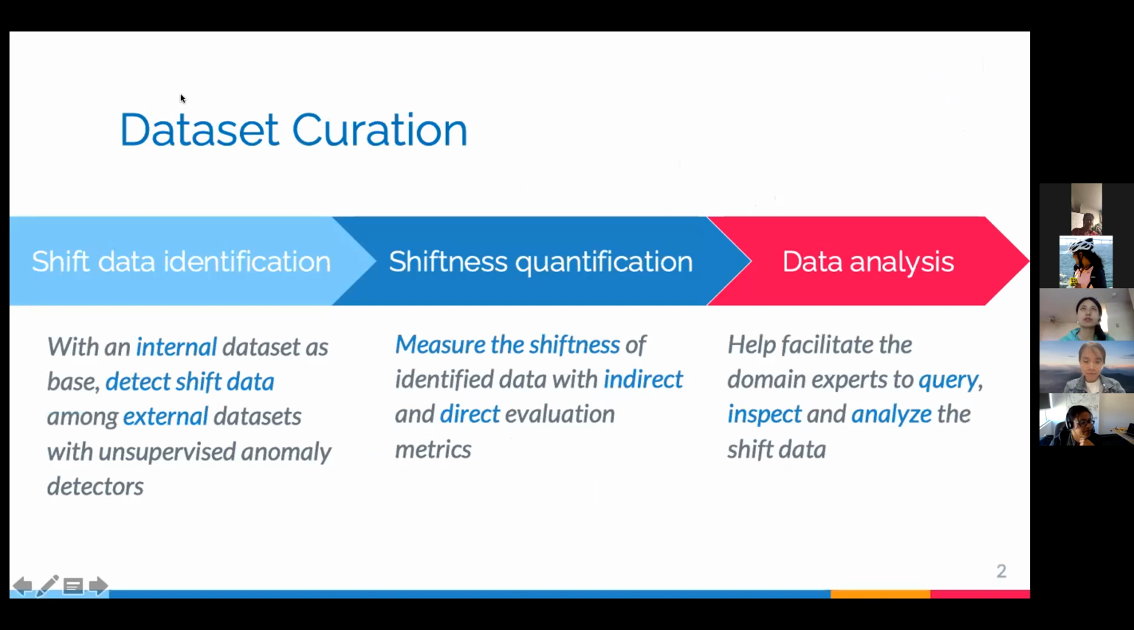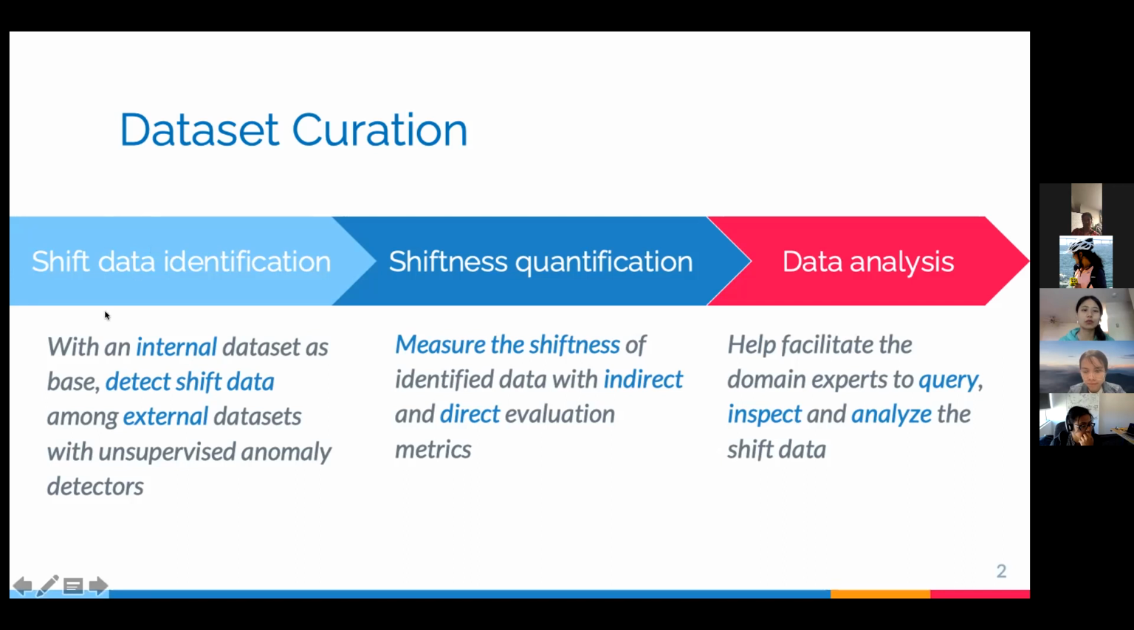First, this work is mainly about dataset curation in the medical area. To introduce this topic, I will have three main parts. The first one is shift data identification. The second one is shiftness quantification, which is to measure the shift data. Then we will talk about how to do future shift data analysis.